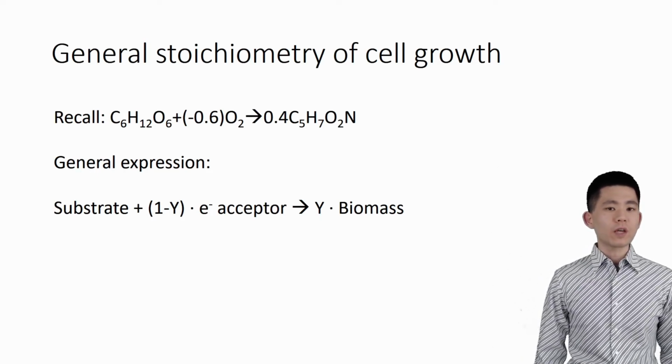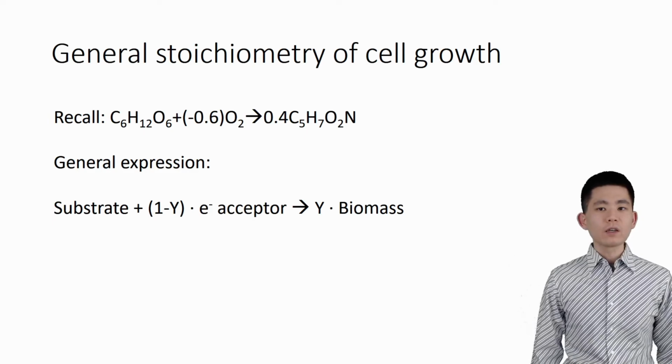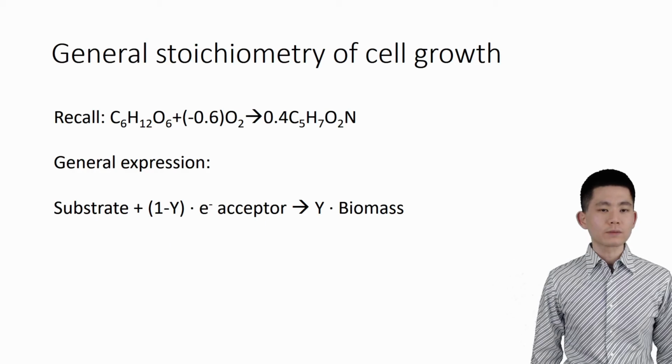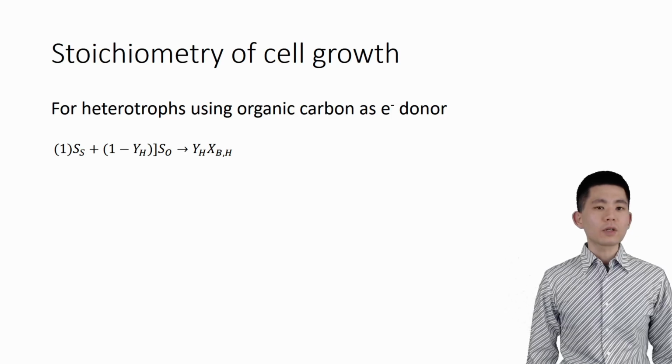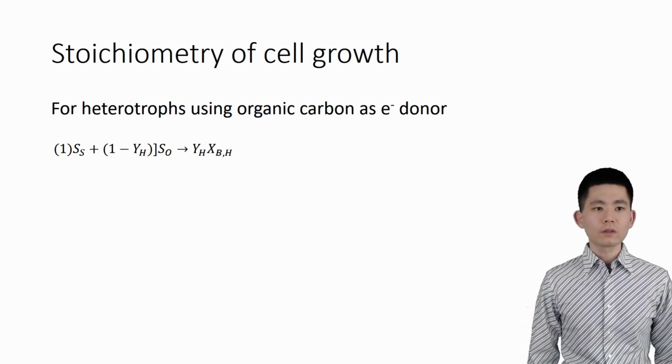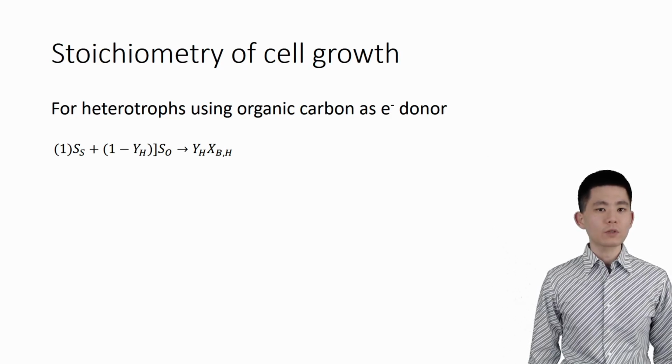Knowing how the stoichiometry and yield can be calculated from the energetics, let's recall the reaction for the aerobic degradation of glucose balanced in COD. We can calculate the yield based on the free energy change and energy transfer efficiency. We can also write a more general expression. And this is the general expression for aerobic heterotrophs using organic carbon as electron donor, which is the most typical reaction in wastewater treatment.